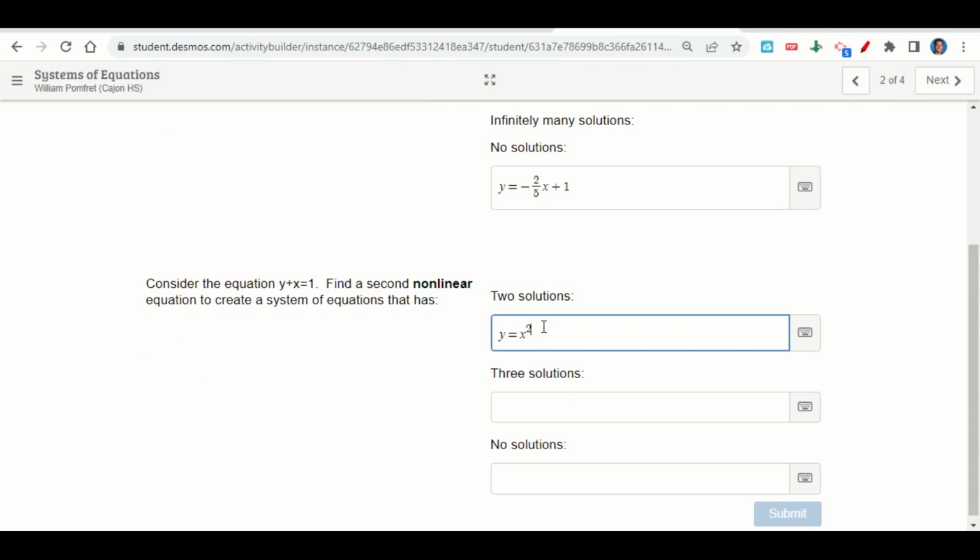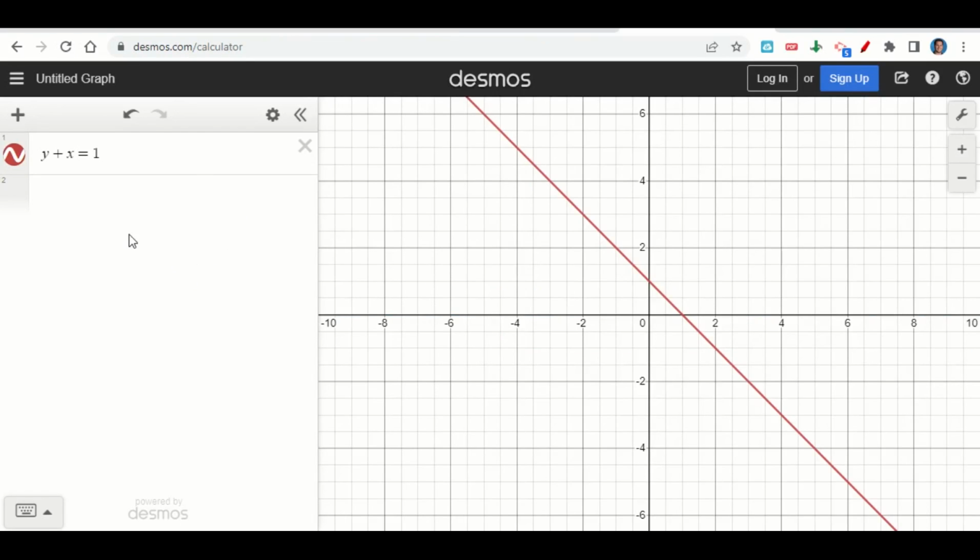Now what if we wanted three solutions? Now for some of this, you may not know all the answers. Try using Desmos and try plugging in different things to see what we can do to make this work. So let's try it. So if we go to our Desmos calculator and we type in y plus x equals 1, now we want something that's going to touch in exactly 3 places. So let's see if we can figure out how to make that work.